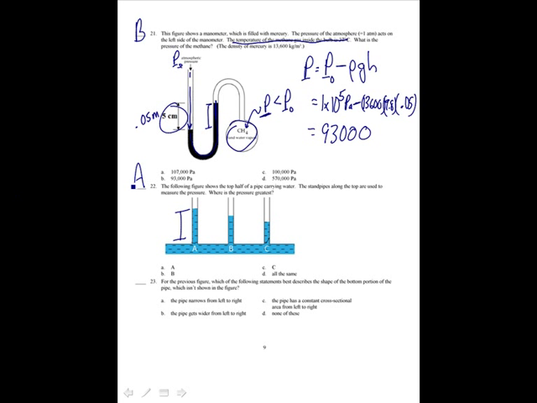For the previous figure, which of the following statements best describes the shape of the bottom portion of the pipe, which isn't shown on the figure? Alright, if we have the greatest pressure here, that means that our velocity is the slowest. So we have slow V here, but then we have lower pressure, so it means we have high V here. Alright, slow V to high V. Now, the only way to go from slow V to high V is to have a pipe that narrows from left to right. So our pipe is going to be narrowing from left to right. So number 23 is A.